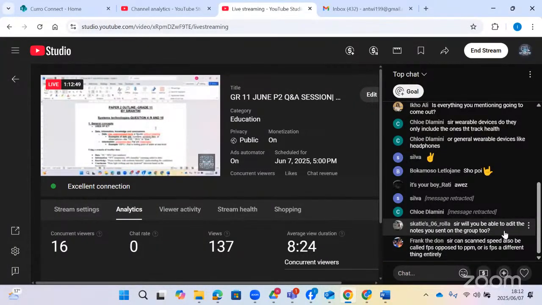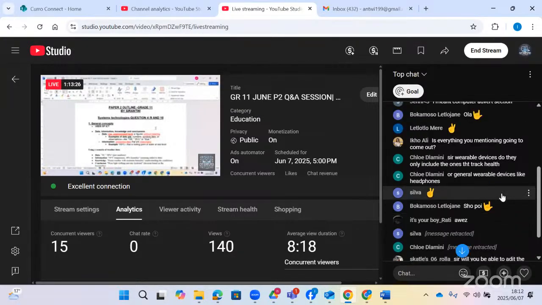Will you be able to edit the notes? Yes, I will do that now because I've made the changes. I'm going to publish this one right now together with the video. Can scan speed also be, instead of the pages per minute, yes, it can also be per second as well. Right. So when you are scanning also the speed, the number of pages that you can scan within a minute.